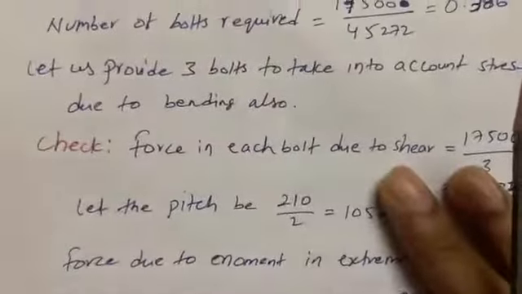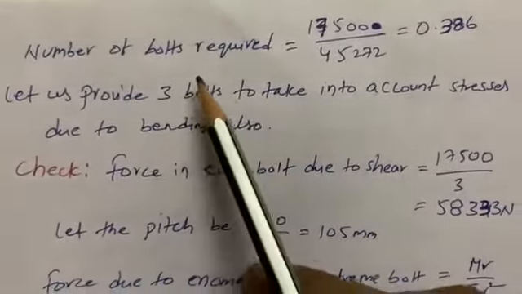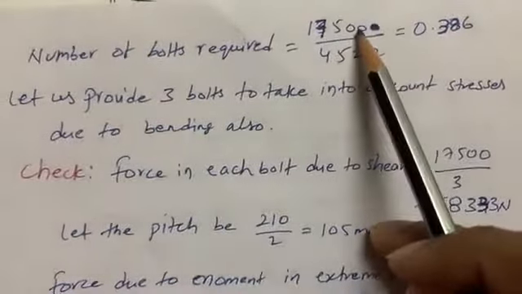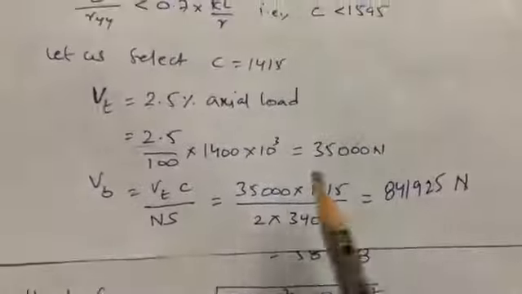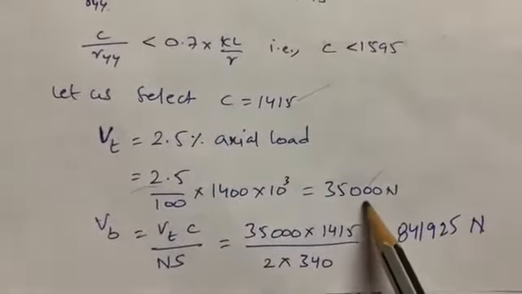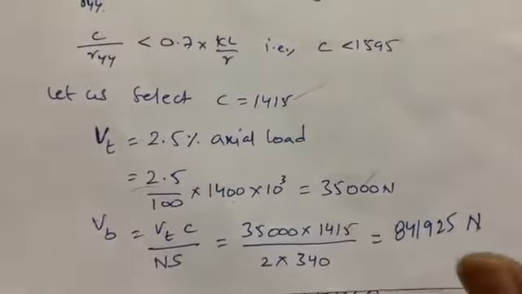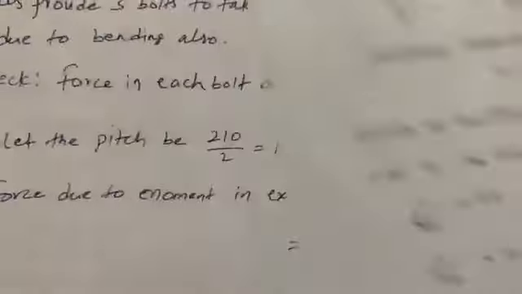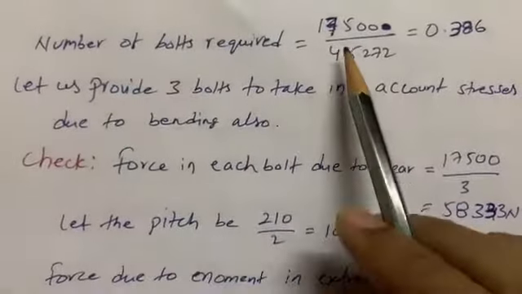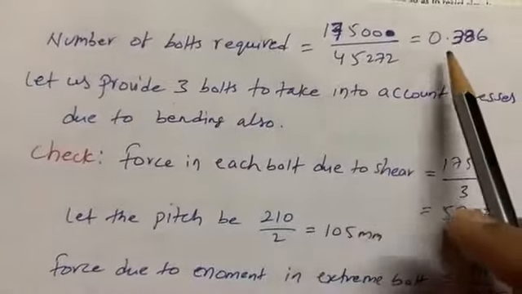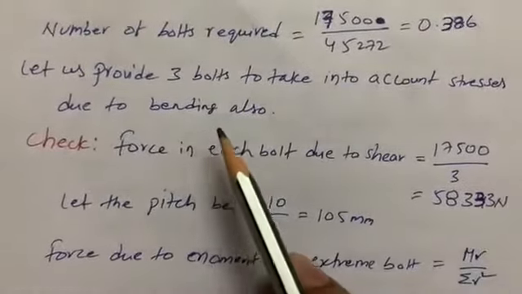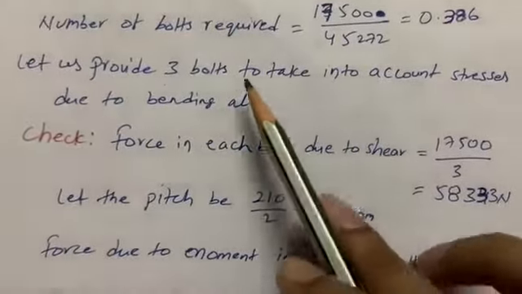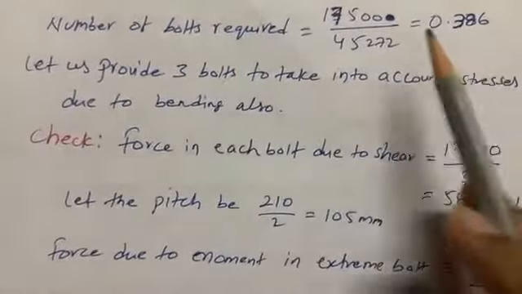After calculating the bolt value, we need to find out how many bolts we need to use. So number of bolts required: 17500 is nothing but the axial load, I mean the transfer shear VT, which is 35,000. Here we are distributing the load equally, so 35,000 divided by 2 is 17,500, divided by the bolt value. So I got 0.386. I am providing 3 bolts to take into account the stresses and bendings also. Instead of 0.386, I am providing 3 bolts.